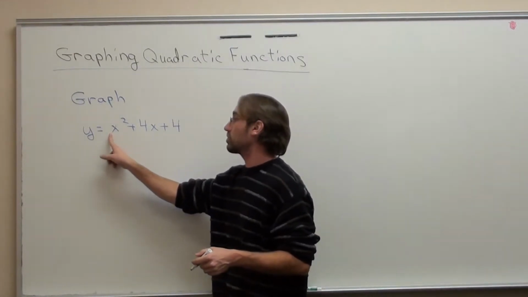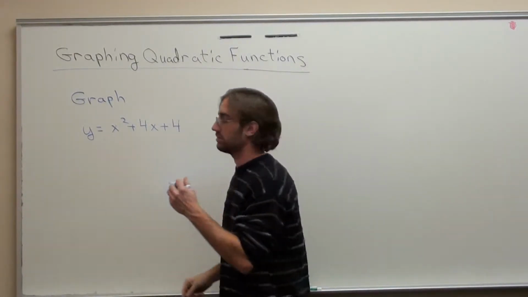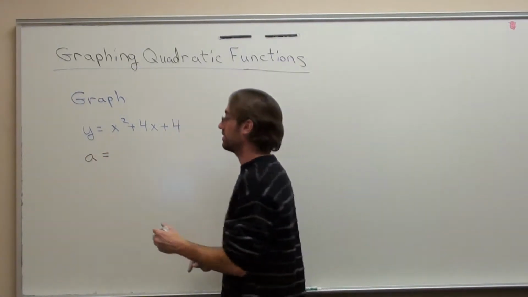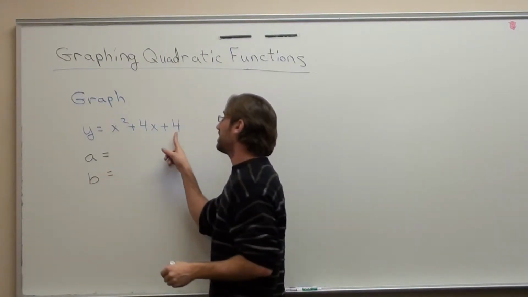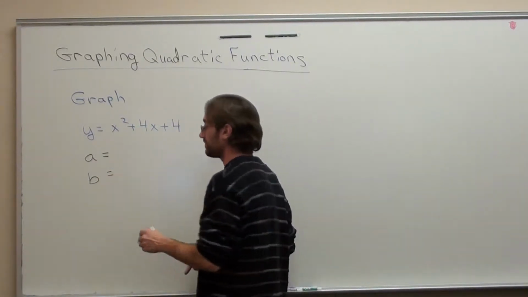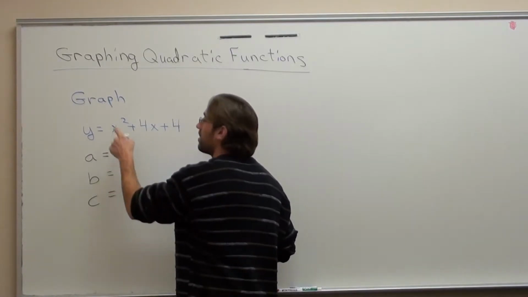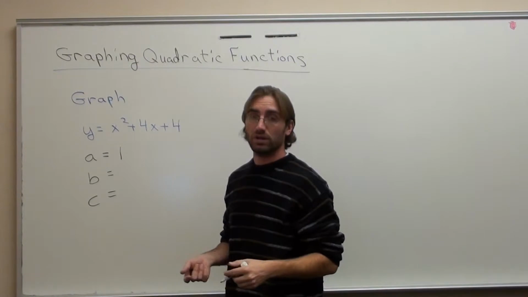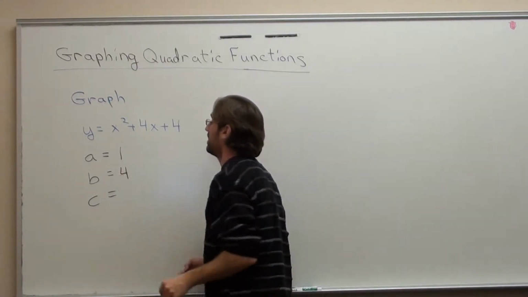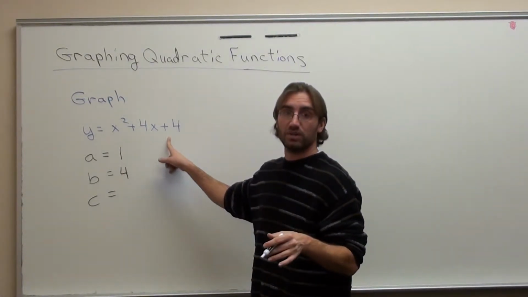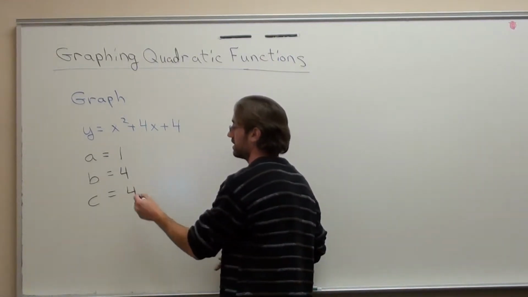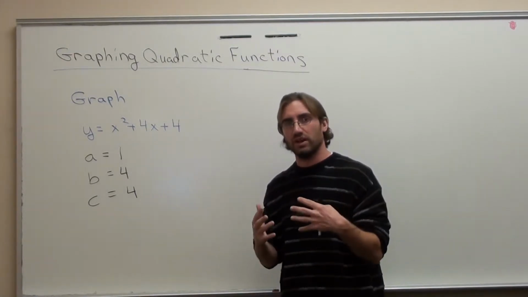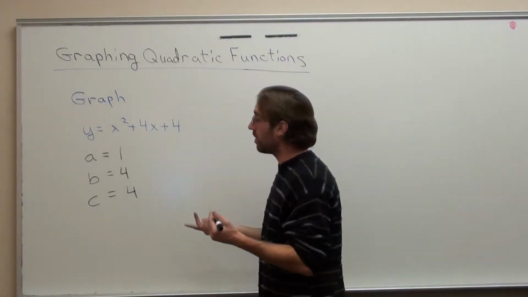The number in front of the x squared is a. The number in front of the x is the b. And the number by itself without a variable is the c. The number in front of the x squared is 1. The number in front of the x is 4. And the number without a variable is the c, which is also 4 in this case. What we want to do is figure out if this graph is going to go upwards or downwards. And since it's a positive graph, it's going to go upwards.